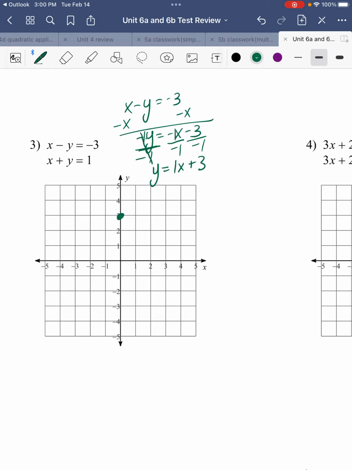So let's graph this. We have a y-intercept of 3, and then our slope is up 1, right 1, up 1, right 1. Or you can go down and left, down and left, down and left. All right, second equation, bottom equation. Let's graph that.